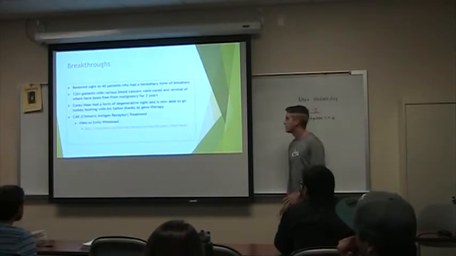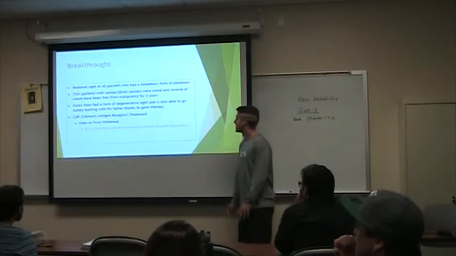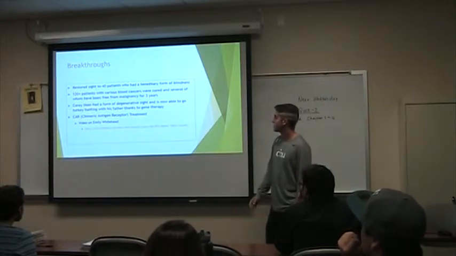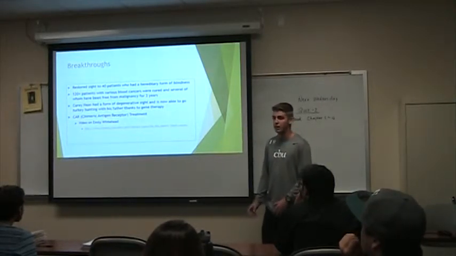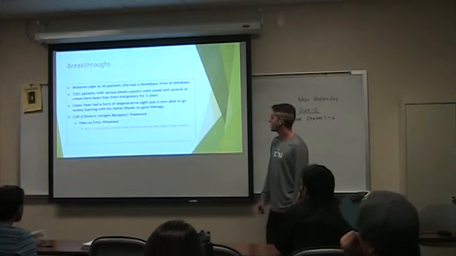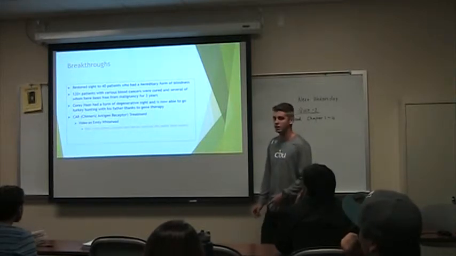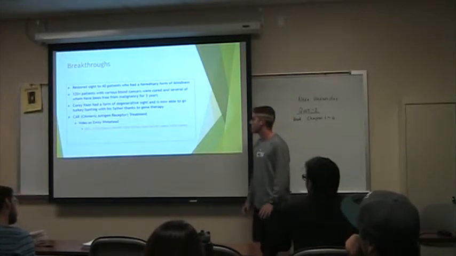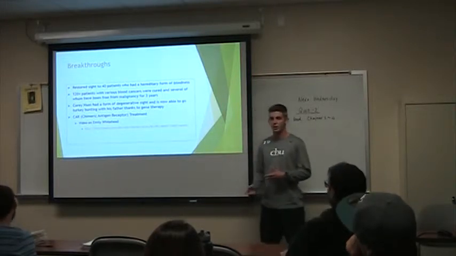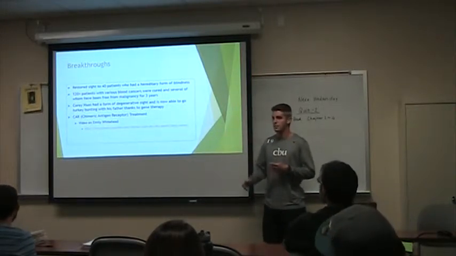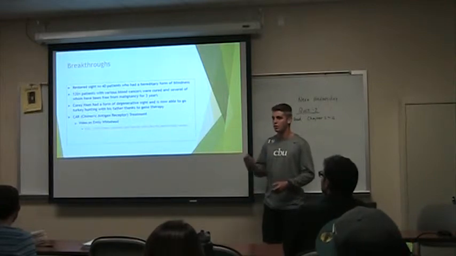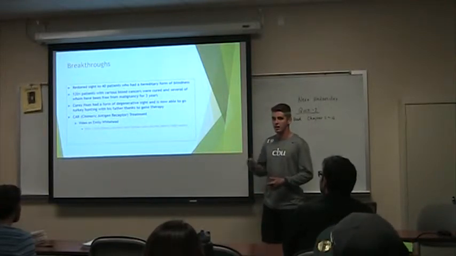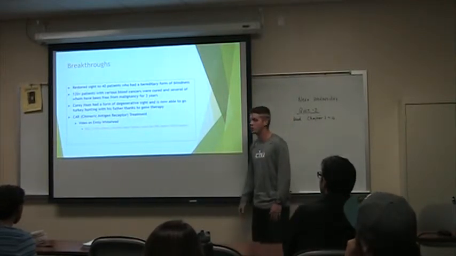So although there were some setbacks, there were more breakthroughs. For example, gene therapy restored sight to 40 patients who had a hereditary form of blindness. 120 plus patients with various blood cancers were also cured, and some of them are now free of malignancy for over 3 years. Corey House had a form of degenerative sight where his sight over time just kept decreasing, and then after gene therapy, his sight eventually came back, and now he's well enough to go turkey hunting with his father.